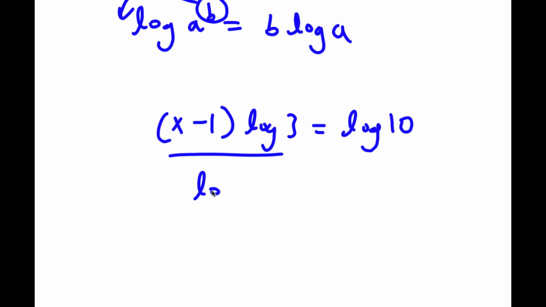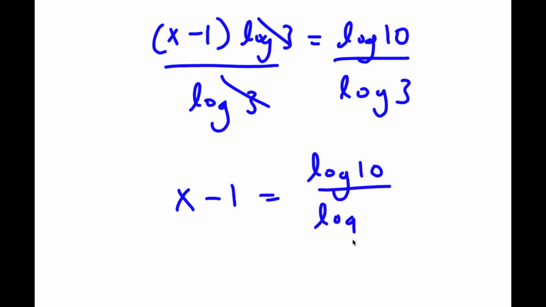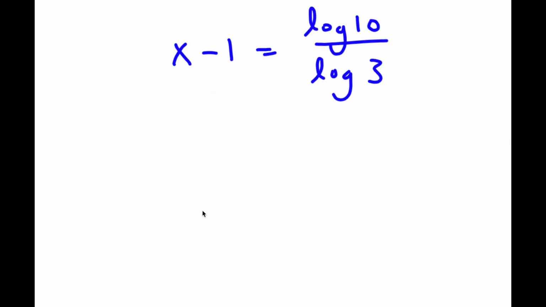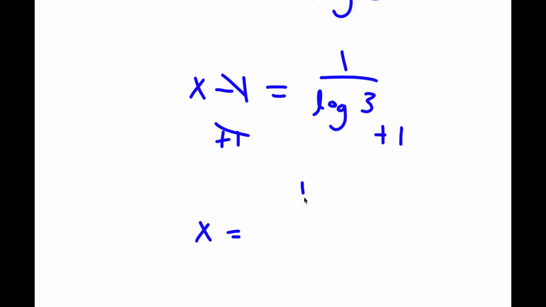Now, if I divide both sides by log 3, these two cancel out, and I'll be left with x minus 1 is equal to log 10 over log 3. Now log 10, that's the same thing as 1. So now I have x minus 1 is equal to 1 over log 3. Now if I add 1 on both sides, these two cancel out, and I'll be left with x is equal to 1 over log 3 plus 1.